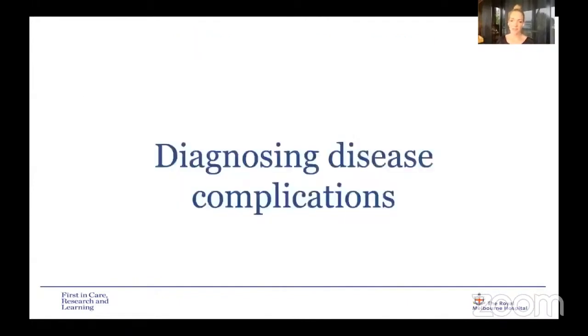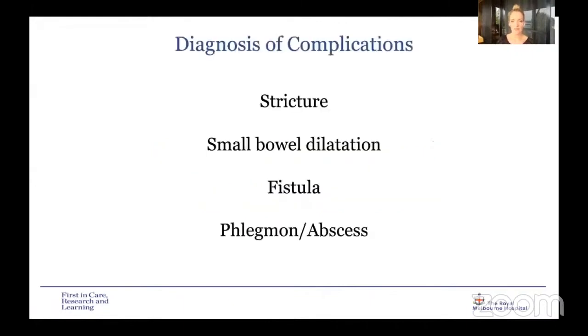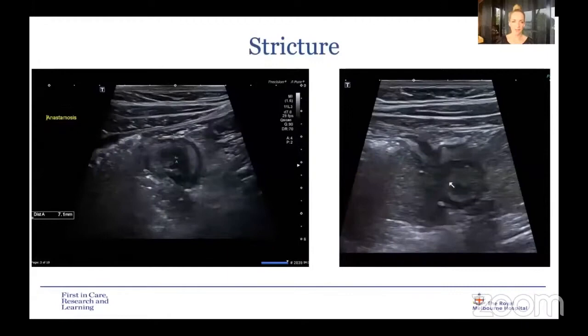The other thing that intestinal ultrasound is great at is diagnosing disease complications. So the disease complications we look for are strictures, small bowel dilatation, fistulas, and phlegmons and abscesses. So here you can see a patient who presented with abdominal pain, nausea and vomiting. And as you can see here, this is your small bowel and this is the area where there's a stricture and there's this pre-stenotic dilatation here.